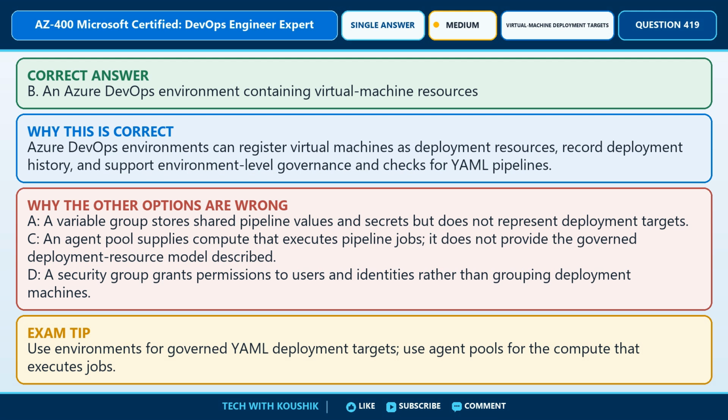A. A variable group stores shared pipeline values and secrets, but does not represent deployment targets. C. An agent pool supplies compute that executes pipeline jobs. It does not provide the governed deployment resource model described. D. A security group grants permissions to users and identities rather than grouping deployment machines. Exam tip. Use environments for governed YAML deployment targets. Use agent pools for the compute that executes jobs.